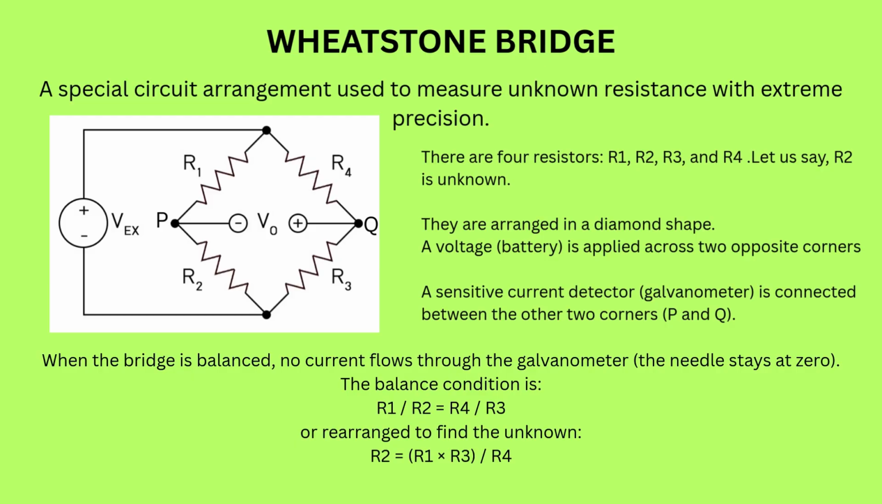When the bridge is balanced, no current flows through the galvanometer, the needle stays at 0. The balance condition is R1 by R2 equals R4 by R3. Rearrange this to find the unknown resistance R2, so R2 equals R1 into R3 by R4.